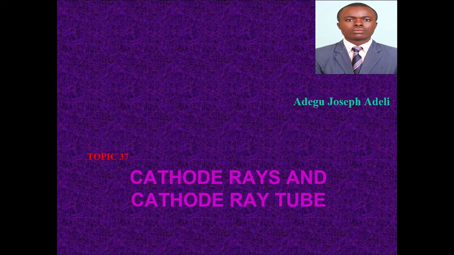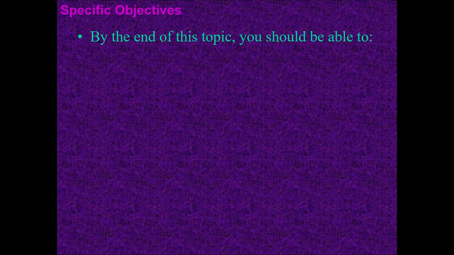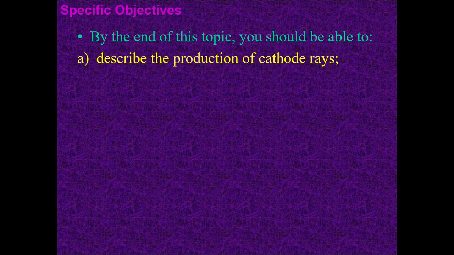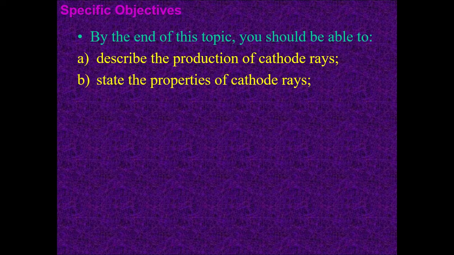So, basically, just to go back over our specific objectives, by the end of this topic, you should be able to describe production of cathode rays, which I believe you can, because in the previous tutorial, you were able to cover this. Also, you should be able to state the properties of cathode rays. We discussed 5 properties of cathode rays. I believe you can state all of them.